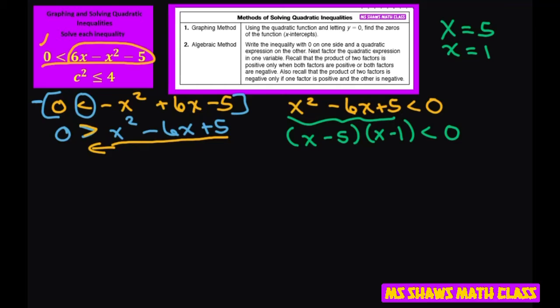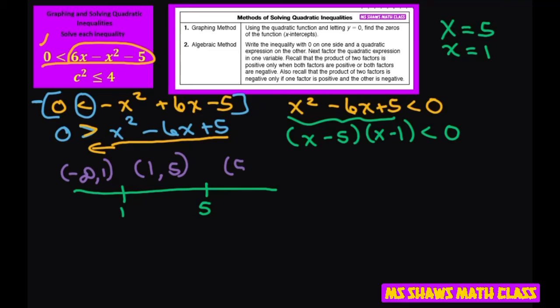So I do a number line. Let's do a little line graph here. And I'm going to put my smaller number first, then your larger number. And I'm going to test the intervals. So I'm going to test from negative infinity to 1, from 1 to 5, and from 5 to infinity.